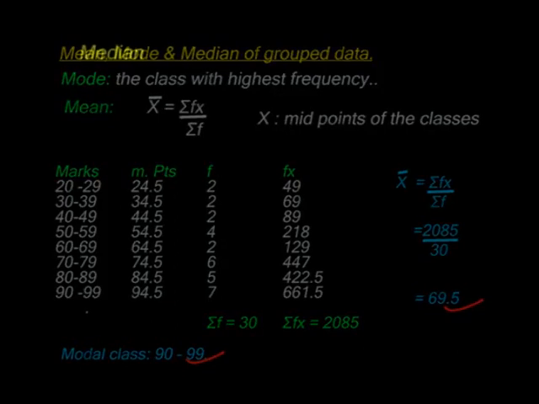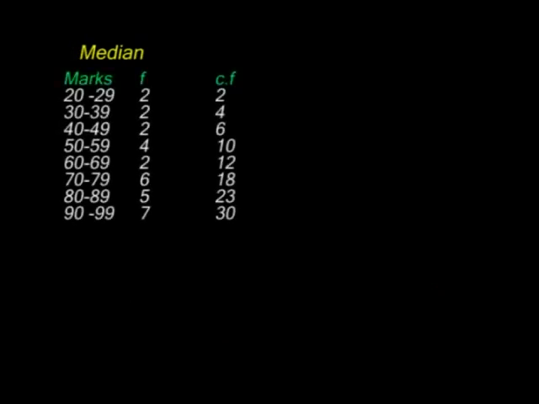Now let's look at the median of group data. And to get the median of a given group data, we introduce another column called the cumulative frequency. Here we simply add the previous frequency to the current one to obtain the cumulative frequency for that class.